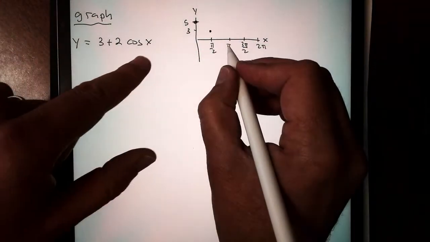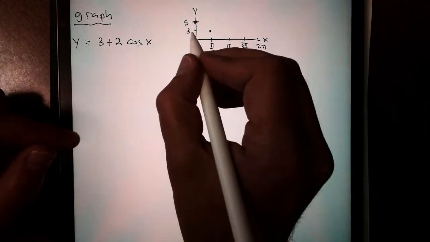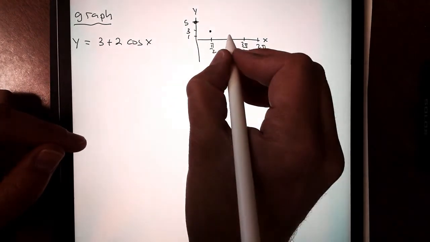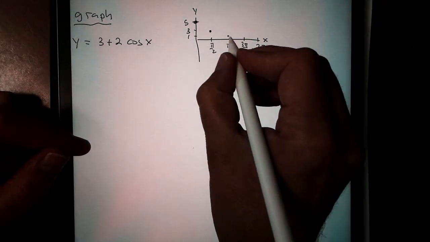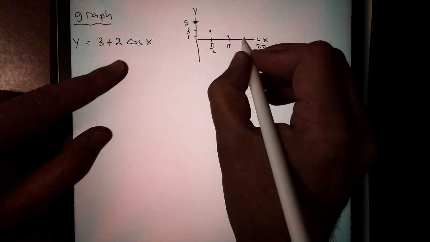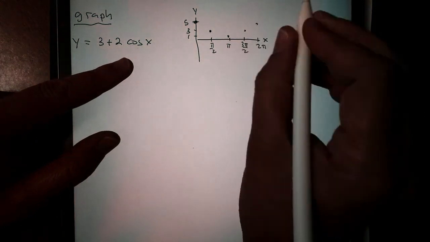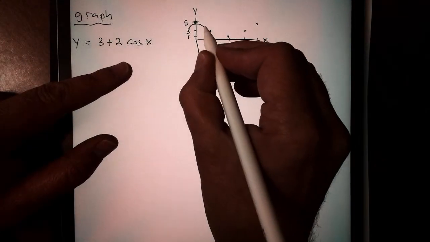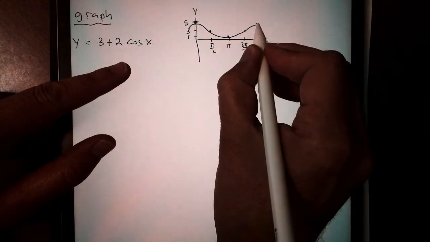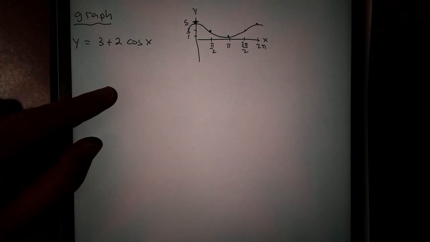Plug in pi, cosine pi is negative 1, and that's going to give me a height of 1. And 3 pi over 2, that's going to be 0, so it's going to be a height of 3. And 2 pi, I'm back to where I started. And this is kind of what our function would look like last year in pre-cal.